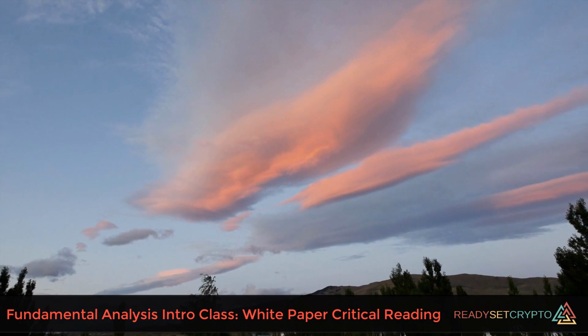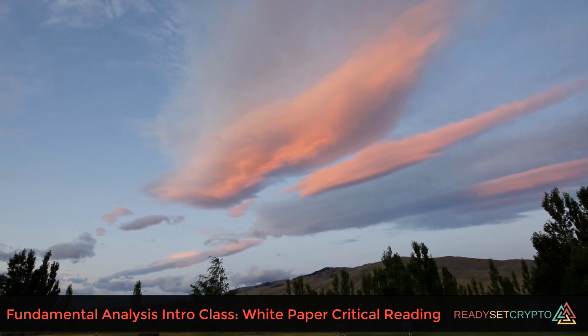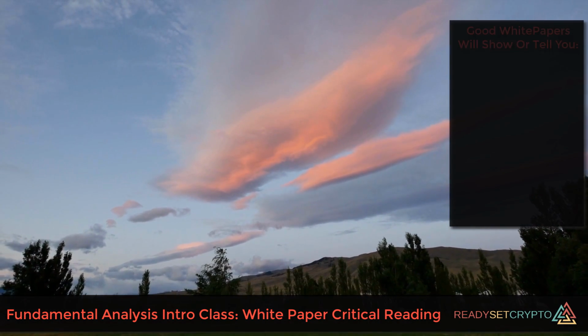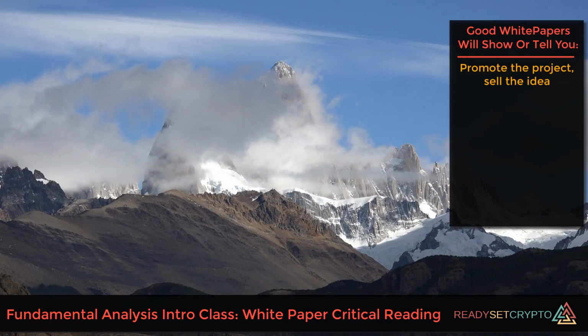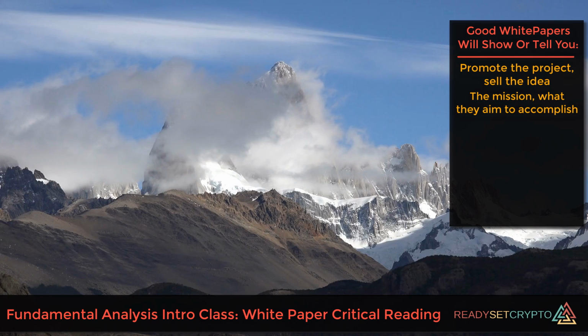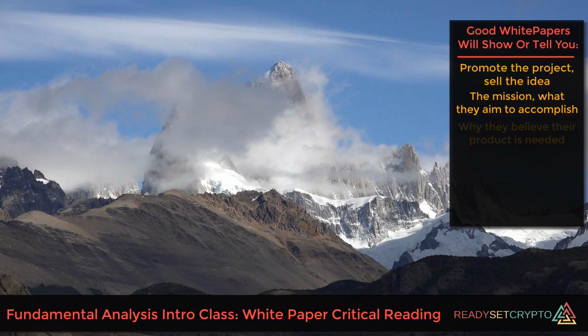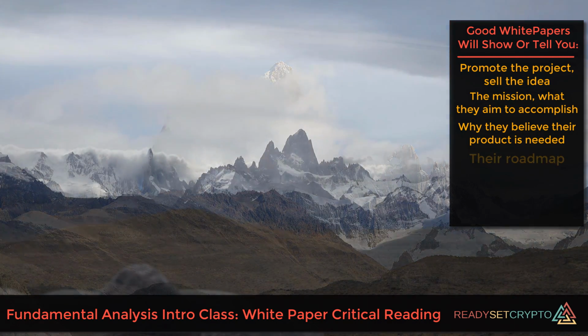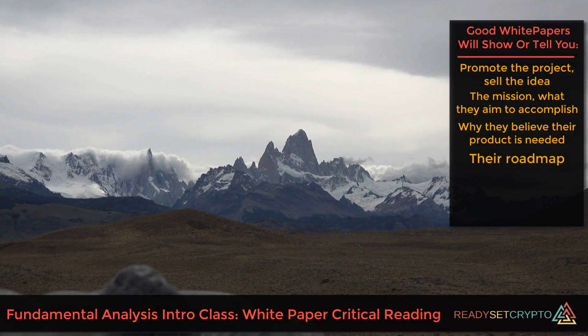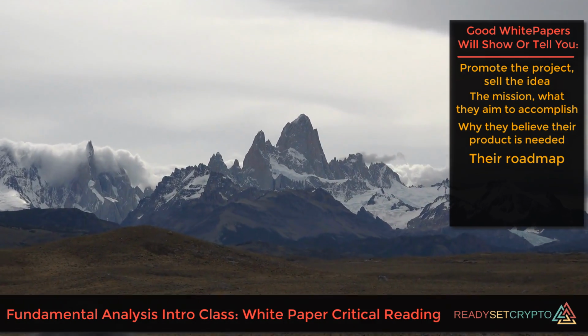What you'll learn about crypto white papers is that the good ones, at least, are designed to do several things. First, they want to promote the project, sell the idea. Second, they tell you what they aim to accomplish, the mission. Third, they need to establish why their project is needed, and oftentimes they'll write an abstract, which is a good summary of this. Fourth, they'll include the roadmap, which is a timeline of milestones they want to reach and when.